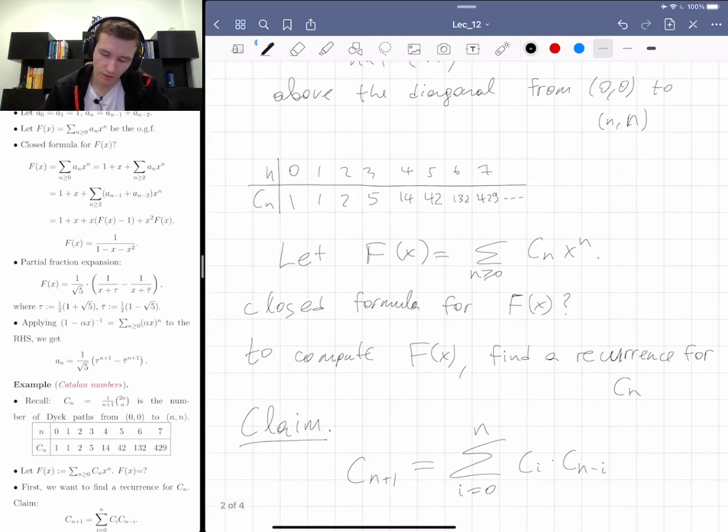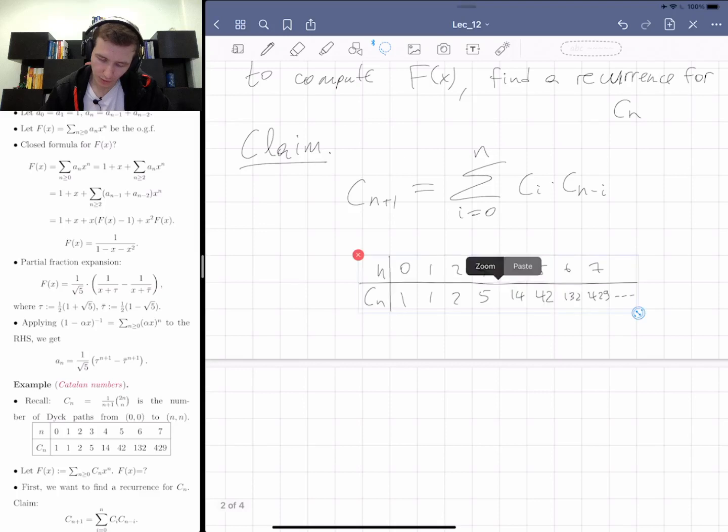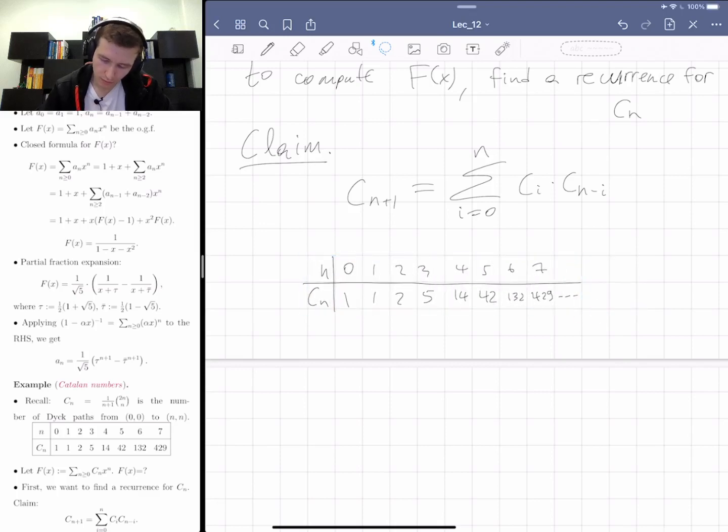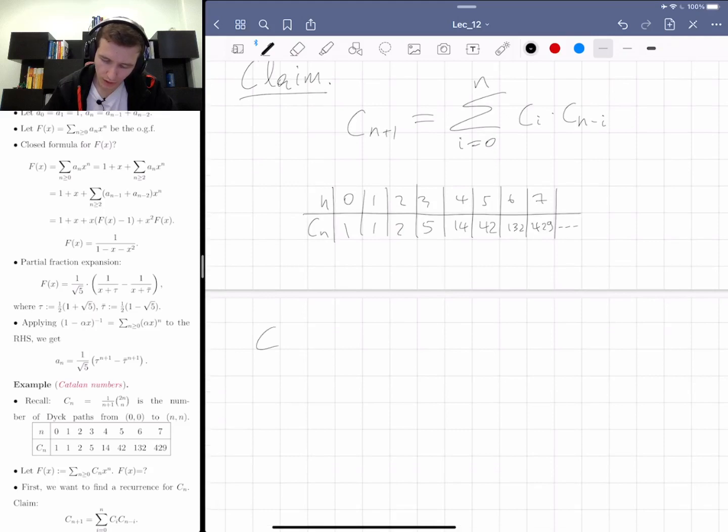So here is the... let's see if this works. So maybe I should compute C4. Well, let's start with C3. C3 is 5. You multiply the first by the last, plus the second times the second, plus the last by the first. So 1 times 2 plus 1 times 1 plus 2 times 1, which is 5.